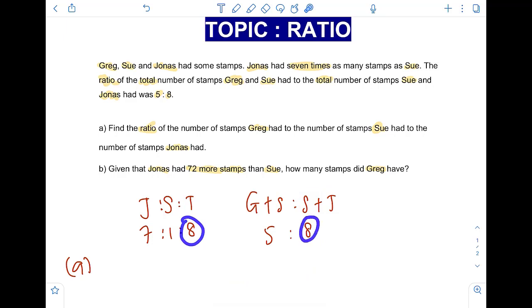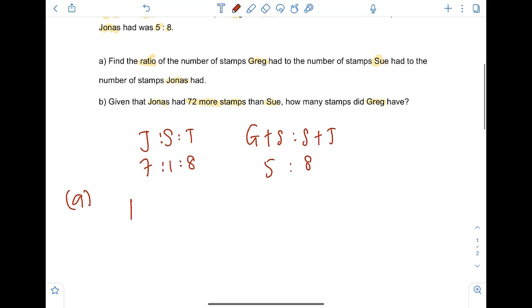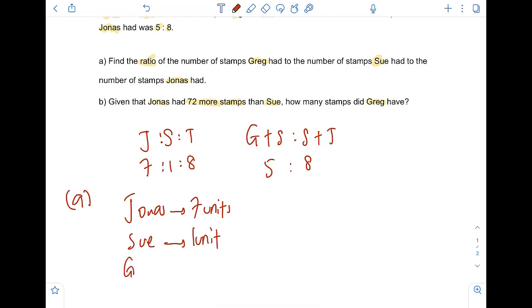We can proceed to say that Jonas has 7 units, Sue has 1 unit of stamps. If it's not the same, let's say in another example, we need to make it into the same lowest common multiple first. Alright, so for sure, Jonas will have 7 units, Sue will have 1 unit, and how about Greg? Greg and Sue is 5 units.